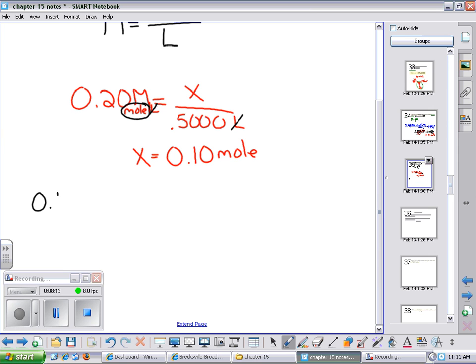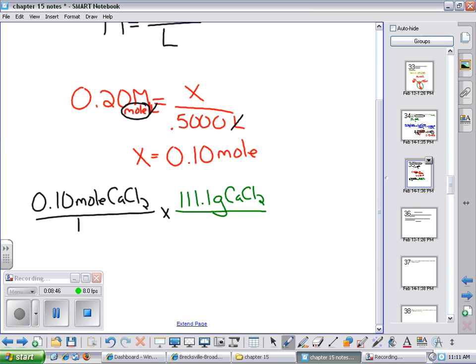So I have 0.10 moles of calcium chloride times, we need the gram formula mass of calcium chloride. So you use your periodic table. Calcium is 40.1. The chlorides are 35.5 apiece, and you have 2 of them. So it's 111.1 grams of calcium chloride over 1 mole, because that's the question.